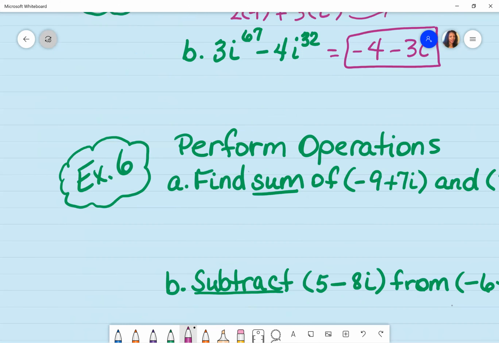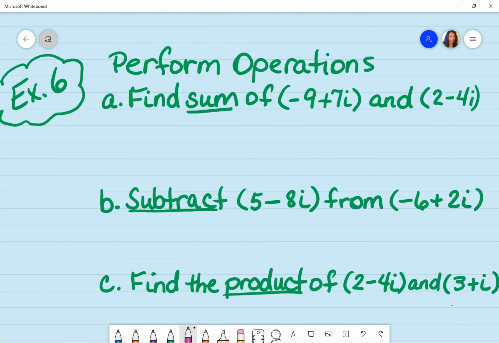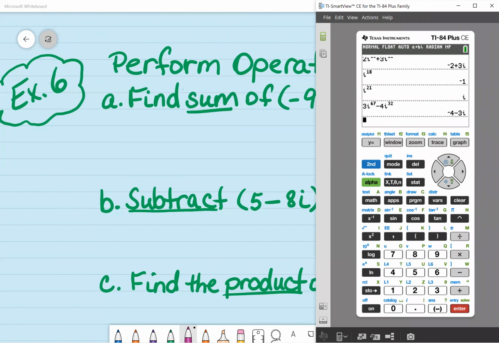Okay, let's go on to, I have 4 more, performing operations. Sum just means to add. Put it in the calculator just how you see it with the parentheses and add. So I am going to clear that out because it's getting messy. And I'm going to put in parentheses -9 plus 7i, parentheses, and it says sum, so I'm adding. And my next set of parentheses is 2 minus 4i. Again, make sure you entered it correctly with your parentheses, hit equal, and that is your answer, -7 plus 3i.